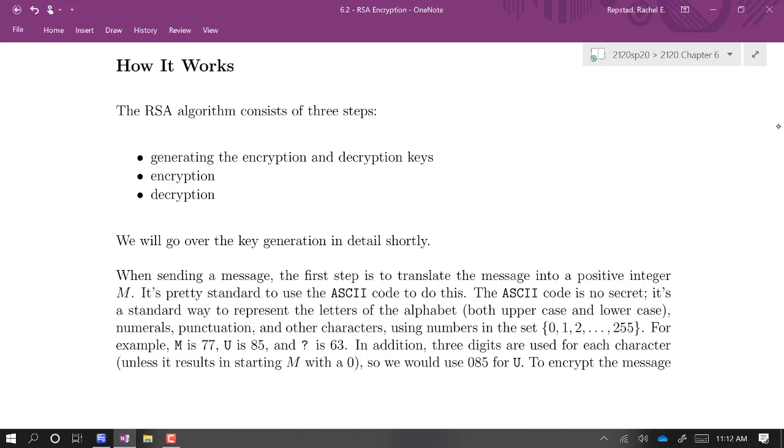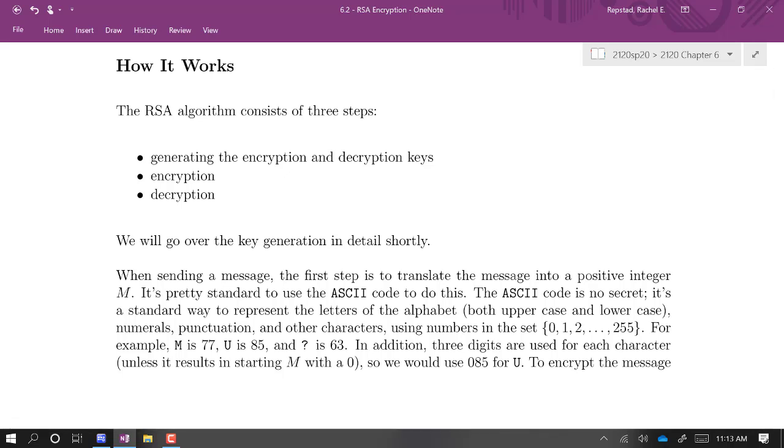What we do in order to encrypt a message, we take every message and we convert it to basically a huge number. In practice, this is usually done using the ASCII code. The ASCII code is no secret. It is just a standard way to represent the letters of the alphabet and other characters, uppercase, lowercase, punctuation, with numbers. So each of these characters will be given a value from 0 to 255. For example, M is 77, capital U is 85, a question mark is 63.